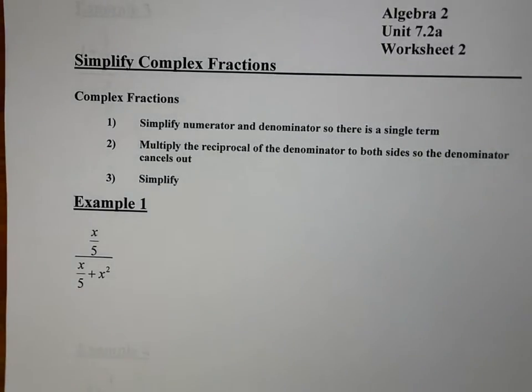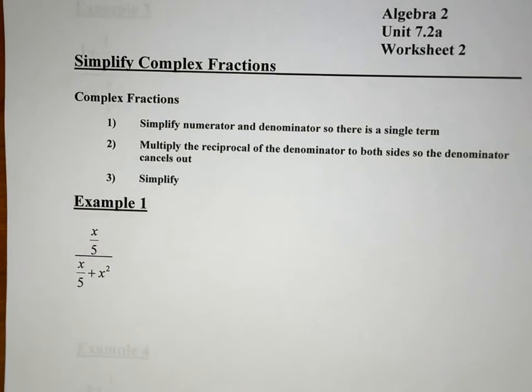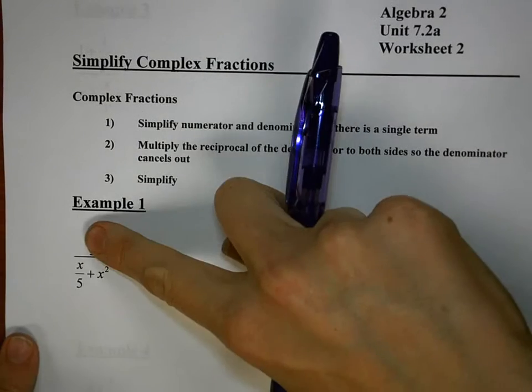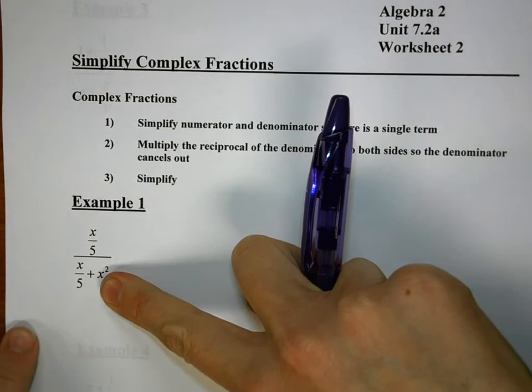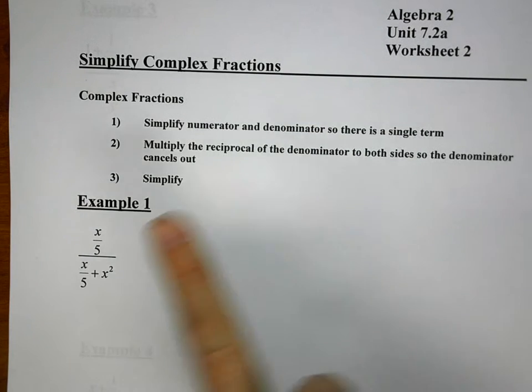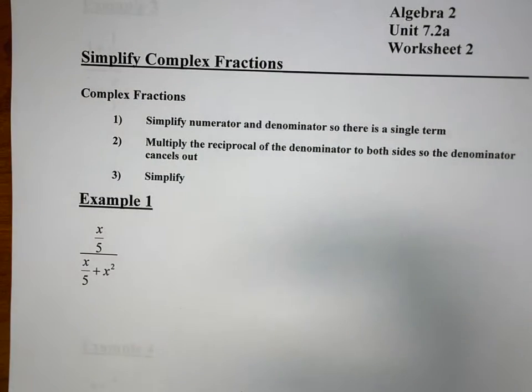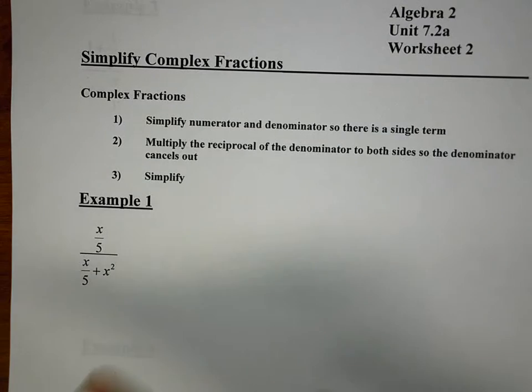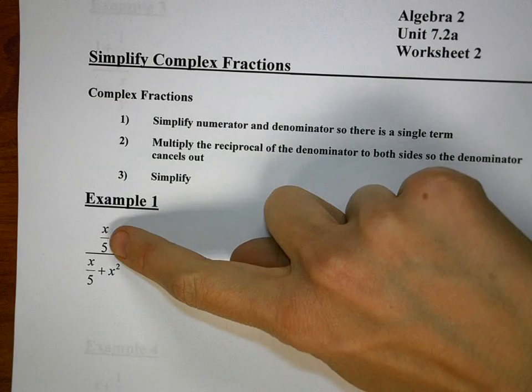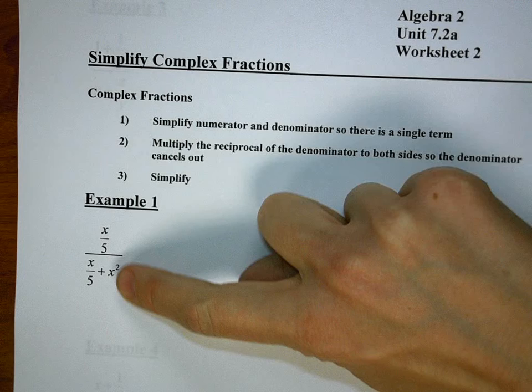7.2a, we are simplifying complex fractions. What a complex fraction is, is that you have a fraction over another fraction. Our goal, if you look back here, is that you want to simplify your numerator and your denominator so that they're a single term or a single fraction. And then what this really is, is like a fraction divided by a fraction.